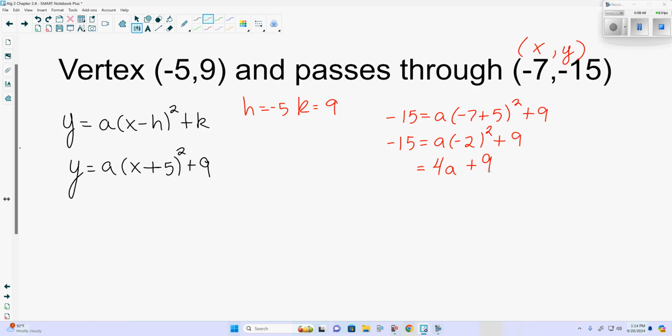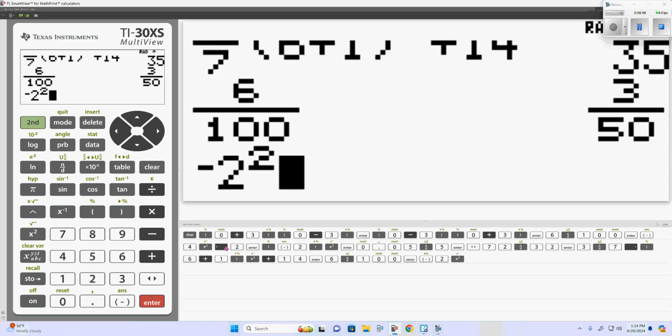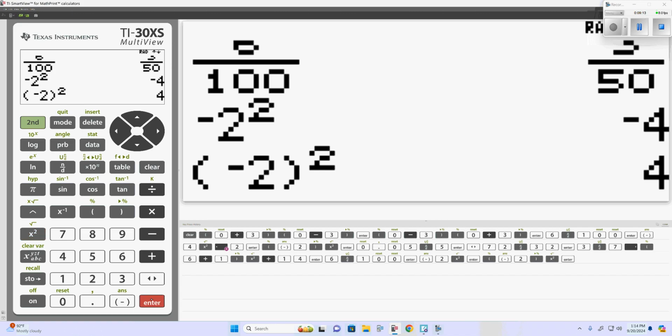Let's just verify with the calculator. -2 squared, yes? The calculator does not see it as -2 times -2. It sees it as -2 times 2. You have to put parentheses around it. You are right, so -2 times -2 is +4.